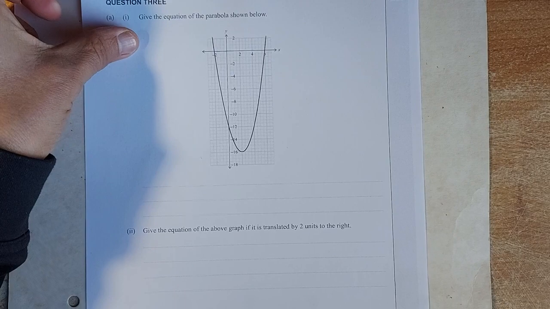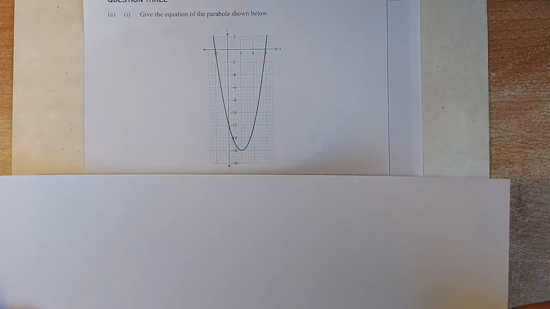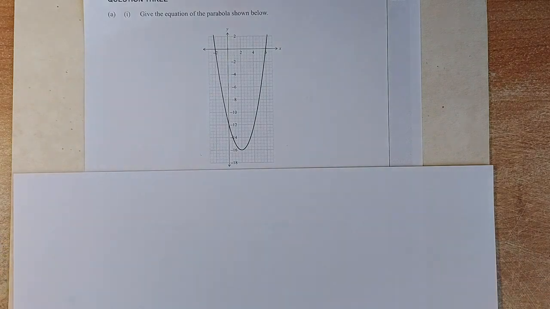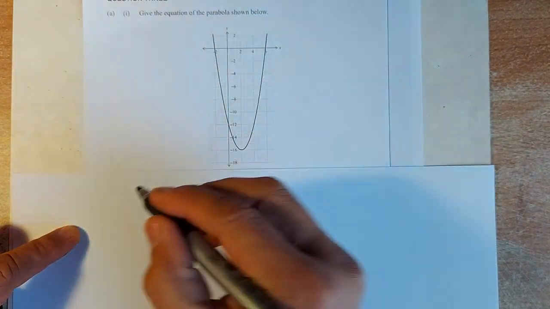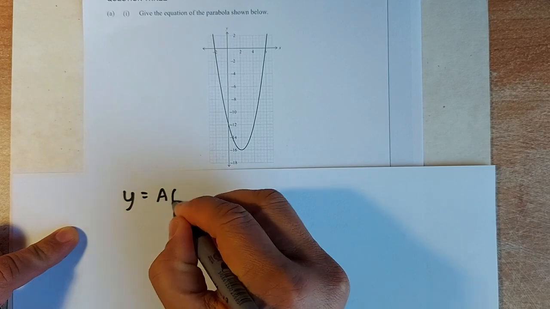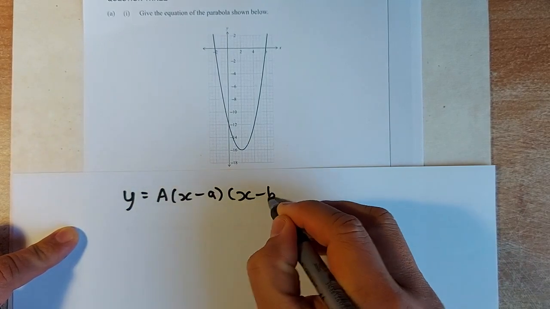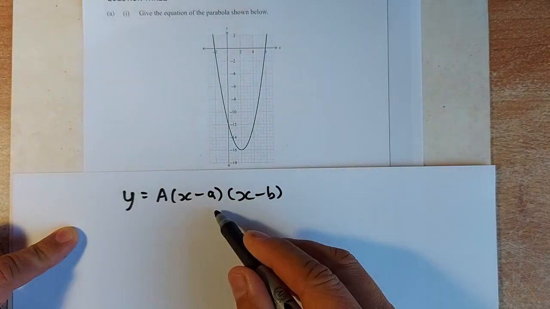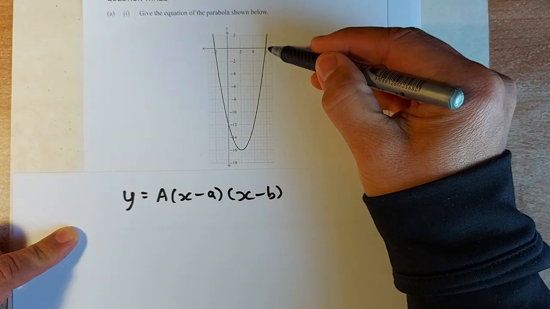Okay, we shall look at this graph and find the equation of that graph. It's very simple. We're doing the factorized form. The general equation is y equals a(x minus a)(x minus b). The a and the b are where it cuts the x-axis. So it cuts at -2 and it cuts at 6.